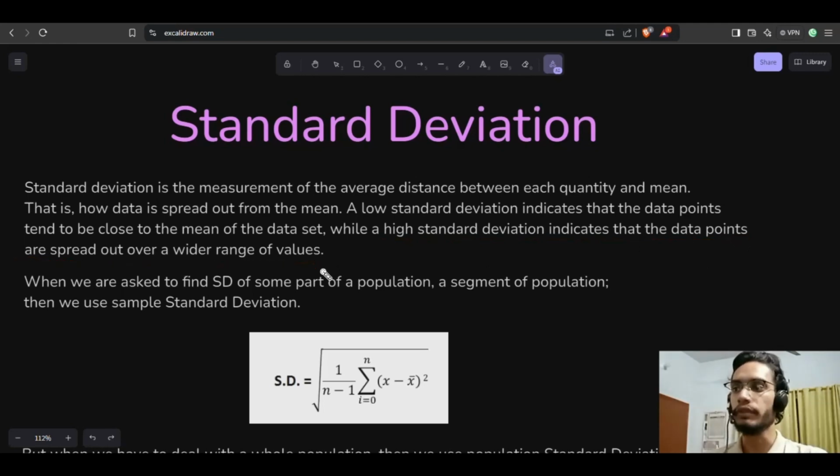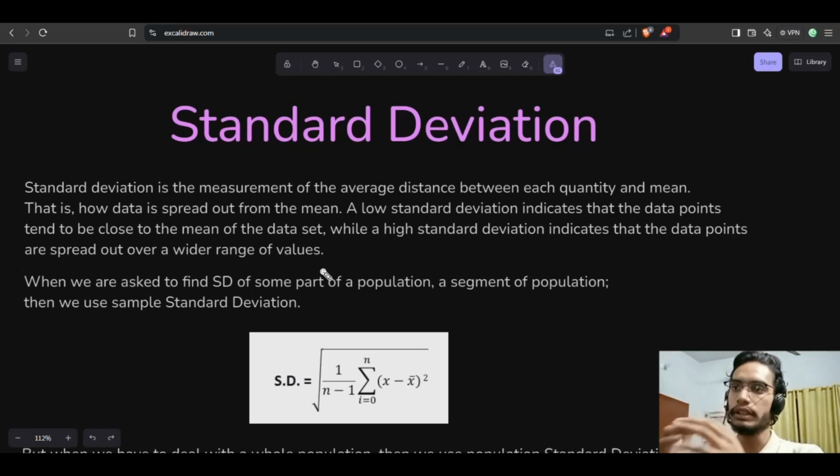Like if we calculated the mean of the data and then we calculate the standard deviation, if the standard deviation has a low value, then we can say that the mean that we have calculated and the actual values have only a little bit of difference, not that much. But if the standard deviation is high, then we can say the data points are spread over a wider range of values. Like there is a huge difference between the actual data and the mean, right?